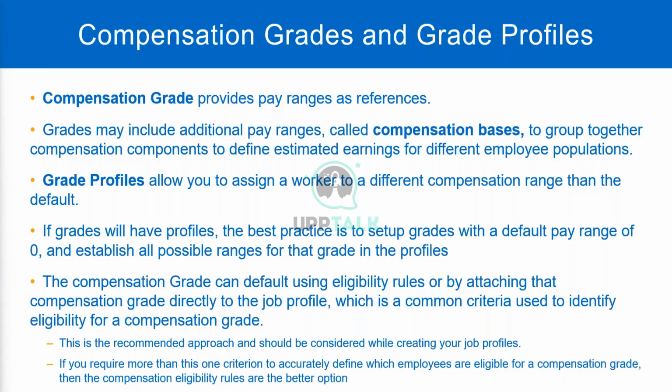Then what do you do? Then you can use eligibility rules to determine which compensation grade to use. Okay, so you can associate a compensation eligibility rule with a grade, and you can say that, yeah, this is how you are going to identify which compensation grade to use. Got it? Two ways of doing it: directly associated with the job profile, or you do it using eligibility rules. Okay.